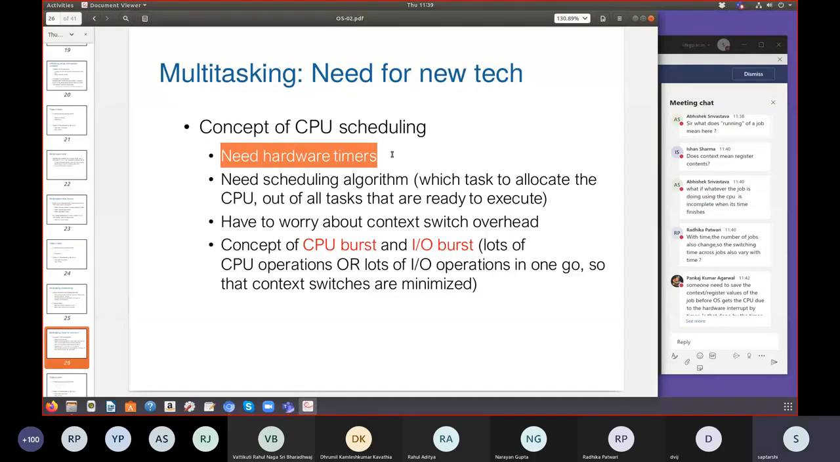Now Radhika is asking, with time, the number of jobs also changes, so the switching time across jobs also varies with time. Yes, of course. Suppose at a particular time there are only 5 jobs in the system. Then possibly each job would be given more time. On the other hand, maybe in office hours, there are 50 jobs in the system. Then each job would possibly be given less time. So if the number of jobs changes, then how much time quantum is given to a job also varies.